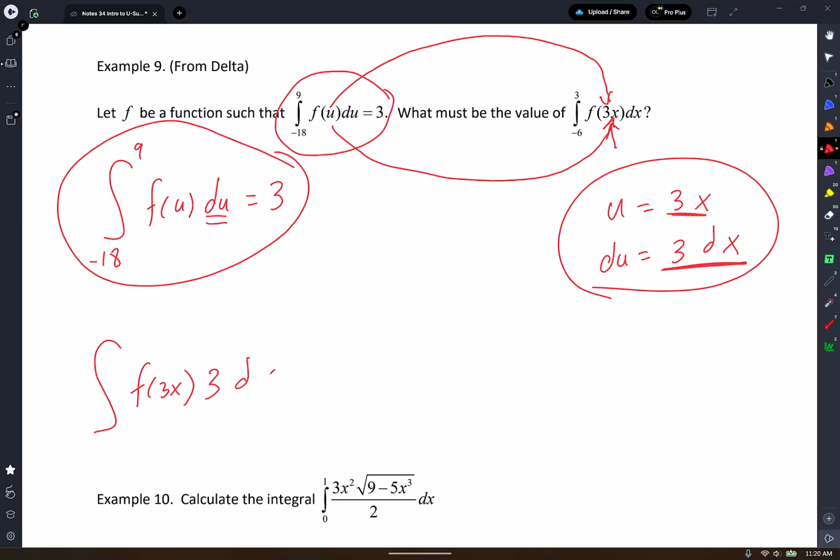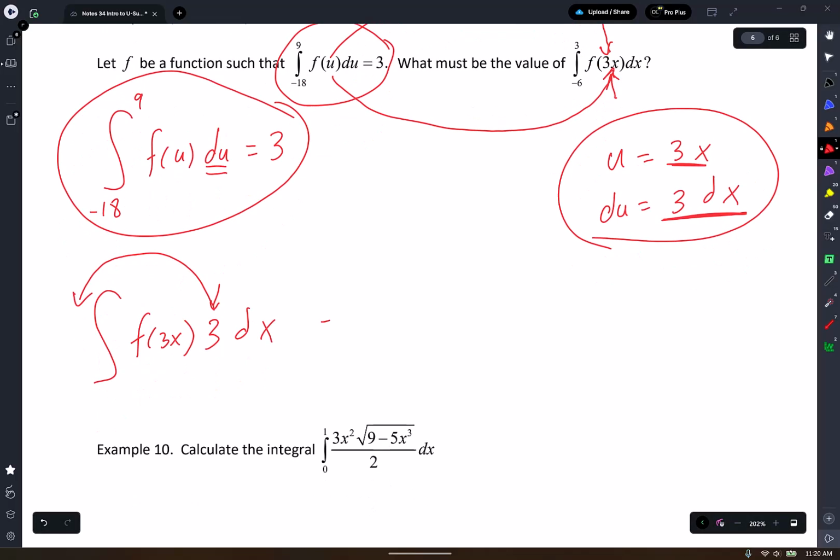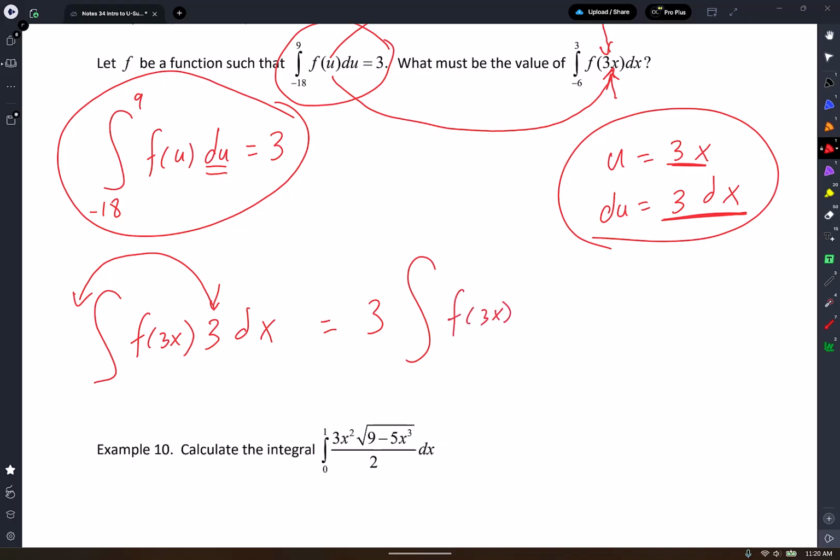Don't worry, I'm going to fix it right now. Are we still okay? This is all being multiplied. So you see that 3? I'm going to move that 3 to the front: 3 integral f of 3x dx. I almost have it looking like that. Almost. Okay, I'm going to slow down. Let me color code it. This was a u, because that says u.